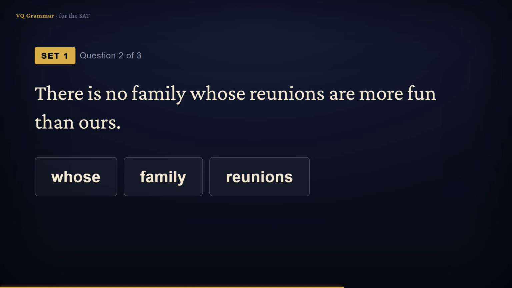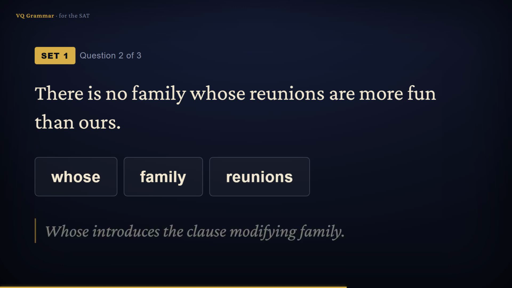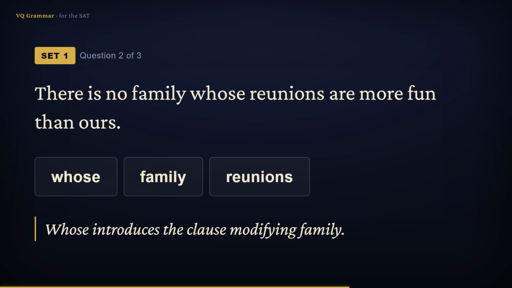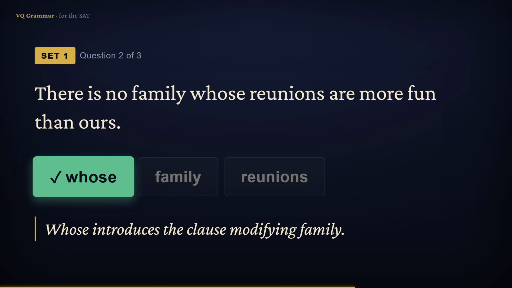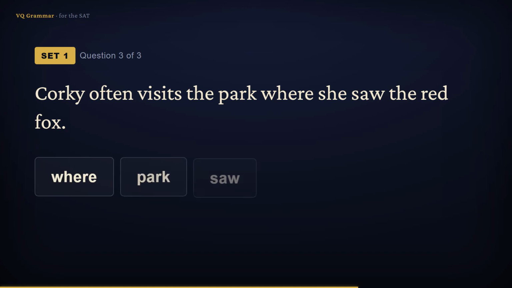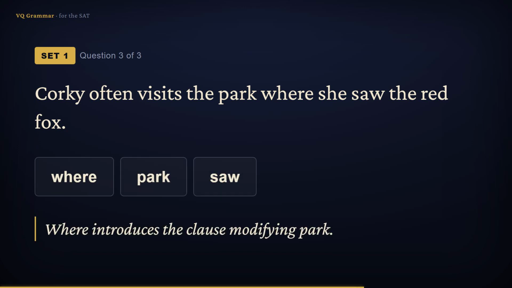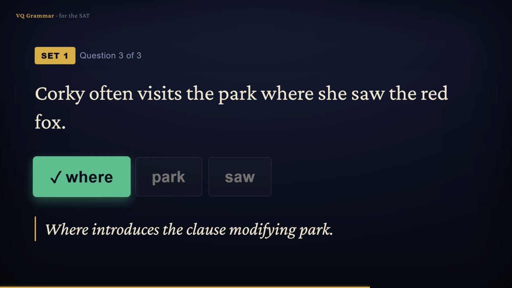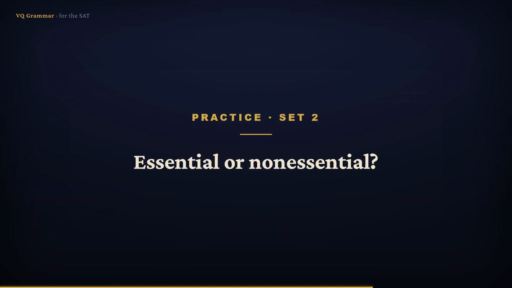There is no family whose reunions are more fun than ours. Whose introduces the adjective clause modifying family. So the answer is whose. Cookie often visits the park where she saw the red fox. Where introduces the adjective clause modifying park. So the answer is where.